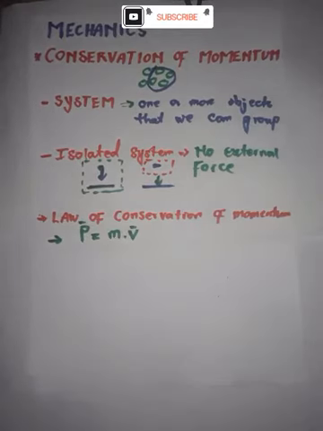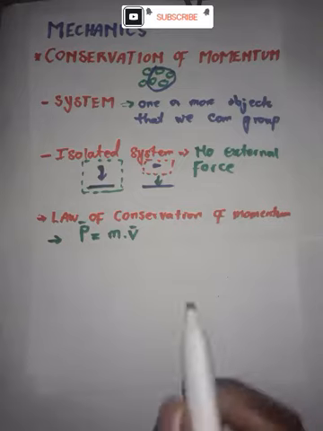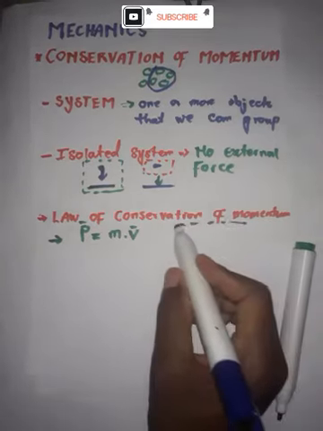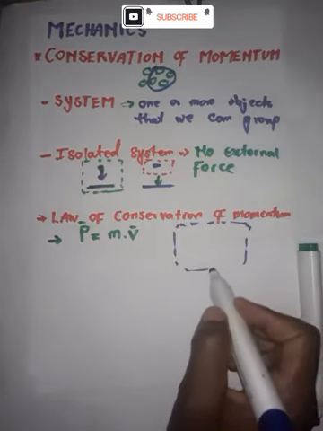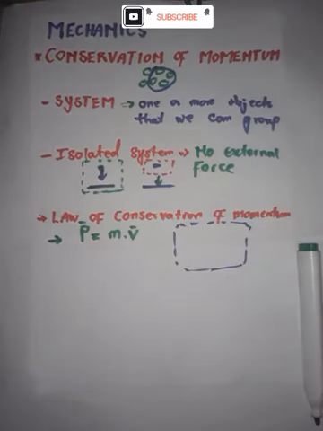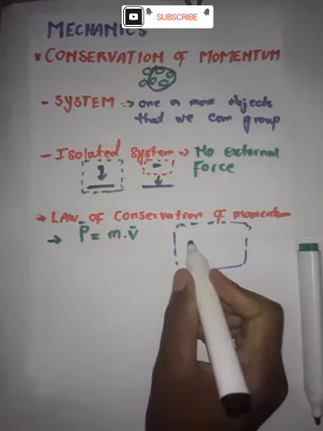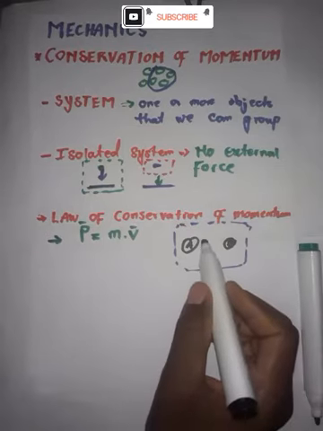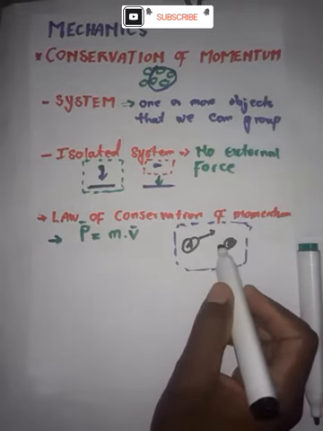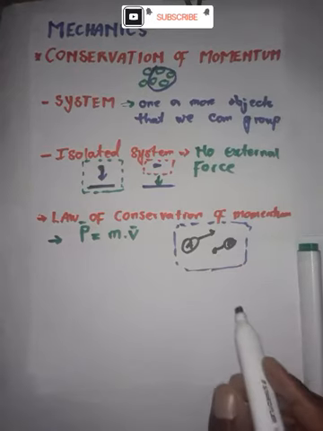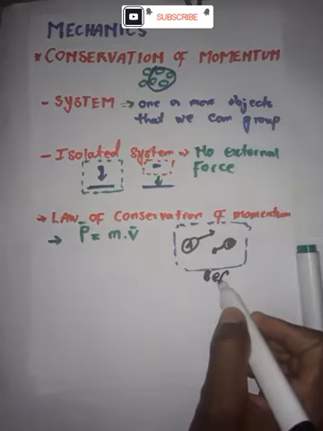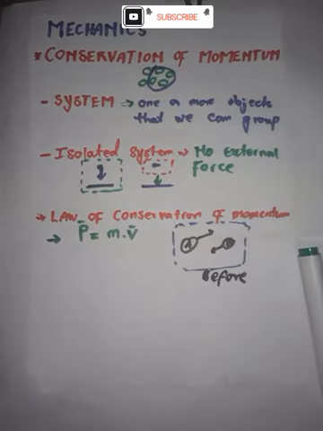So if momentum is the product of mass and velocity inside the system, say you have a system with two objects, A and B. They are moving in different directions, and at a certain point these objects collide. This is before the collision happened, and then we're going to have a condition after.